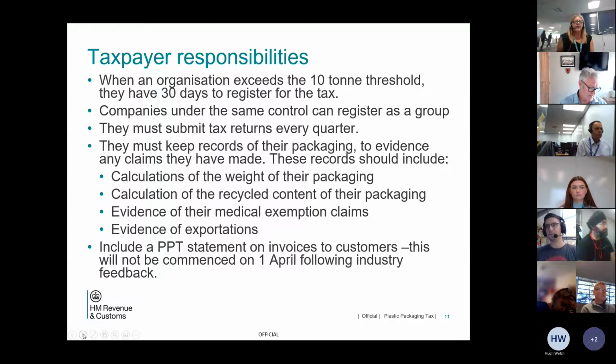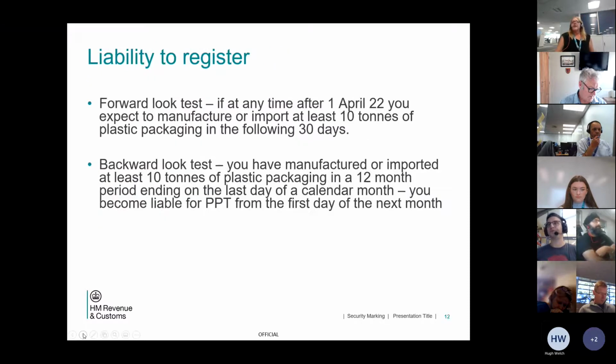You may be aware that we had a requirement that there was going to be something on invoices, a statement saying plastic packaging tax has been paid, and how much, and which components. We had a lot of pushback from industry on that because of the IT implications and so on, and the cost and the burden. So it is something we are looking at, and we're working with our industry working group, which has a number of trade body reps in it, as to how we might take that forward, basically to make it simpler and less burdensome for businesses.